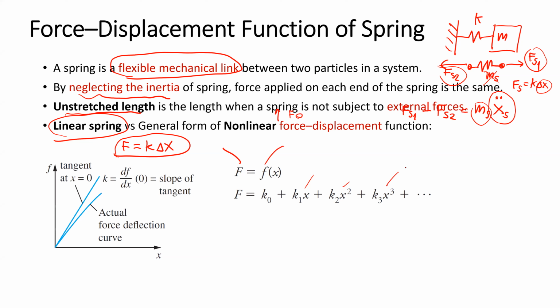But what we know is that when we don't have deformation of the spring, we have zero force. So K0 should be 0, right? Because when X equal to 0, the force is also 0. So K0 needs to be 0.